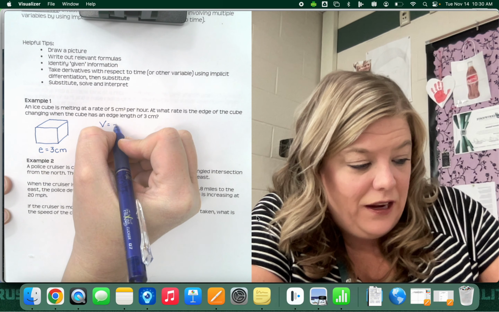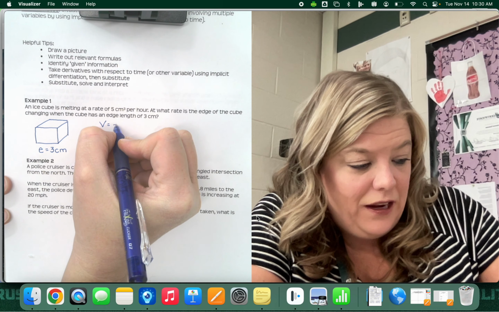Now, for this E cubed, I have to apply kind of the same reasoning that we did when we did implicit differentiation, because the derivative of E would be dE dt, but then according to the chain rule, and that's really what you're doing when you do implicit differentiation, we have to multiply that by the derivative of E cubed, like use your derivative rules. So that's going to be 3E squared.